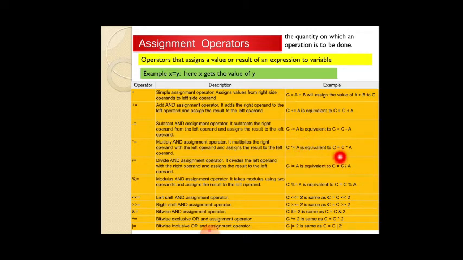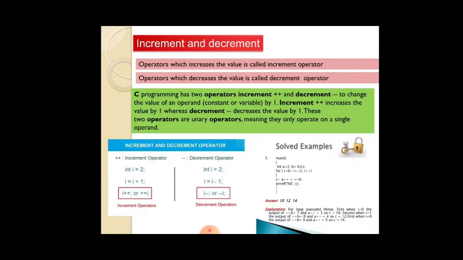So C star equal to A, again, suppose I have taken 3 and 5, 3 times 5 is 15, so the value of C is now 15. C is equal to C by A, C mod equal to A, C divided by A. So all these things come here, all the relational and arithmetic ones come under the assignment operator.